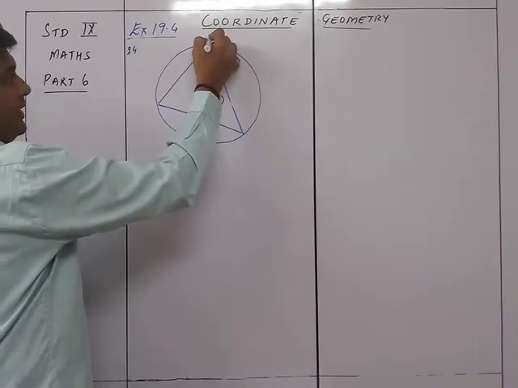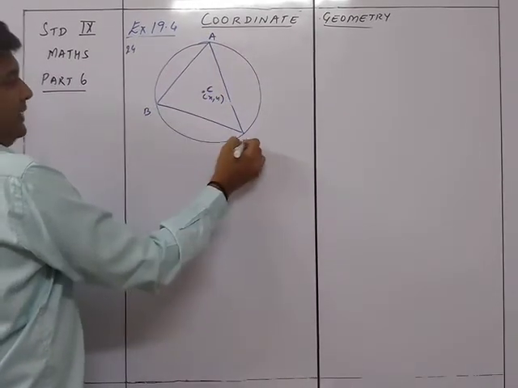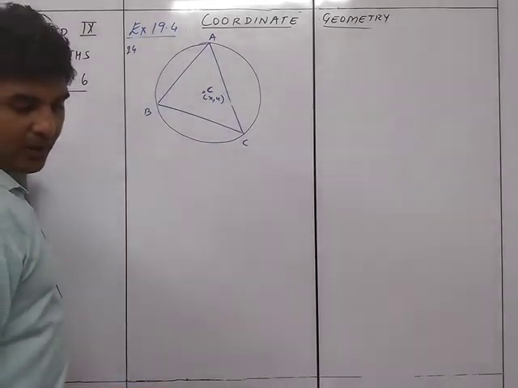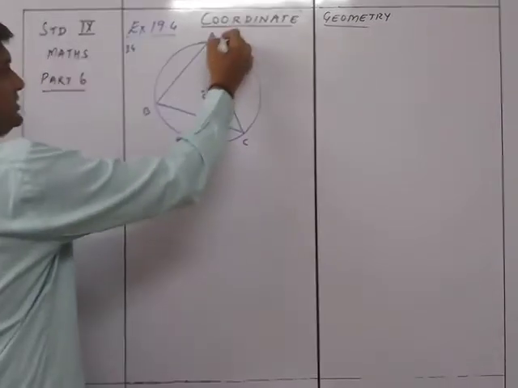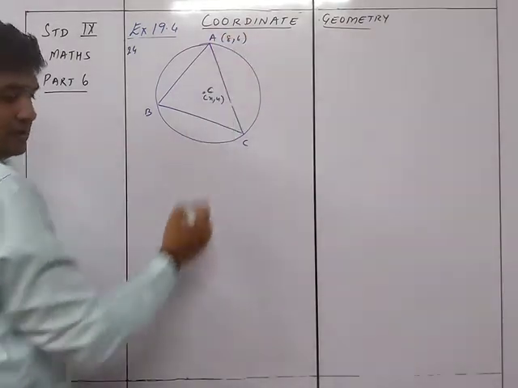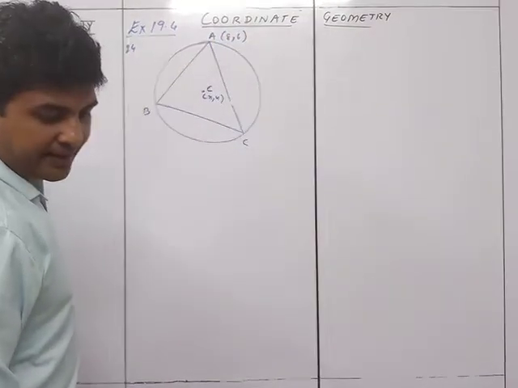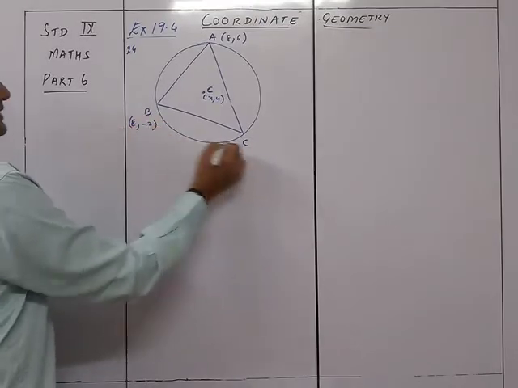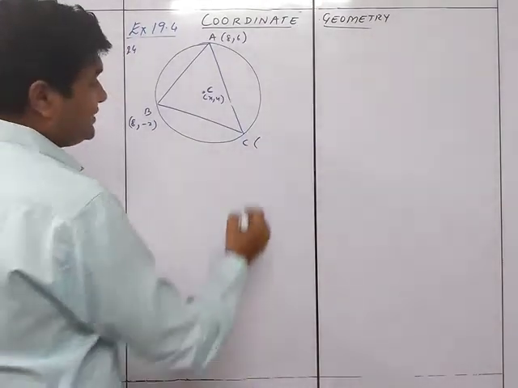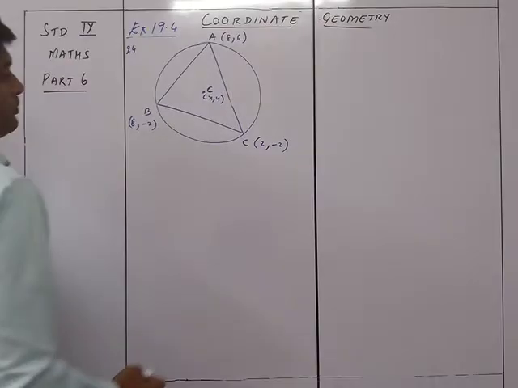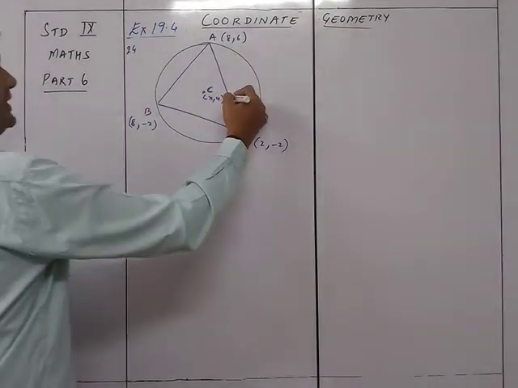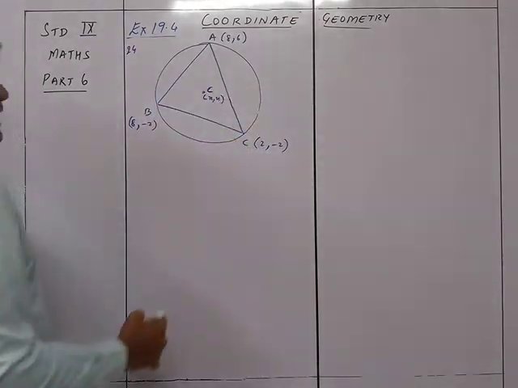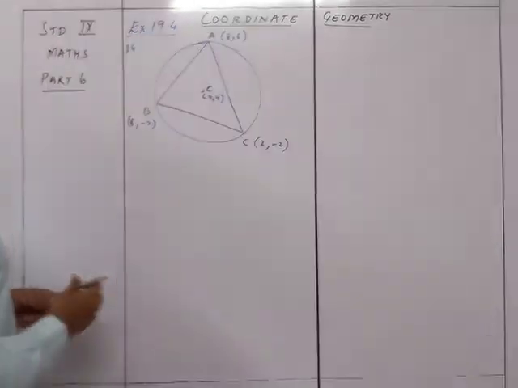Wherein they are given that A, B and C are these points. Now A over here is 8 comma 6, so this is 8 comma 6. The B over here is 8 comma minus 2, so 8 comma minus 2. And C over here is 2 comma minus 2. So that means that these 3 points are equidistant from this point C.